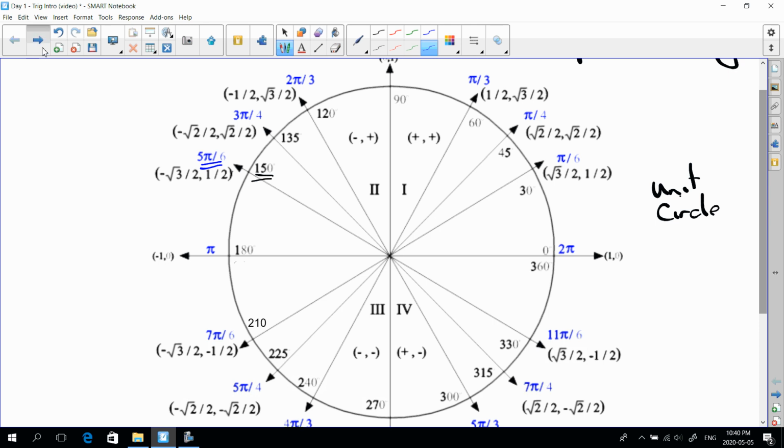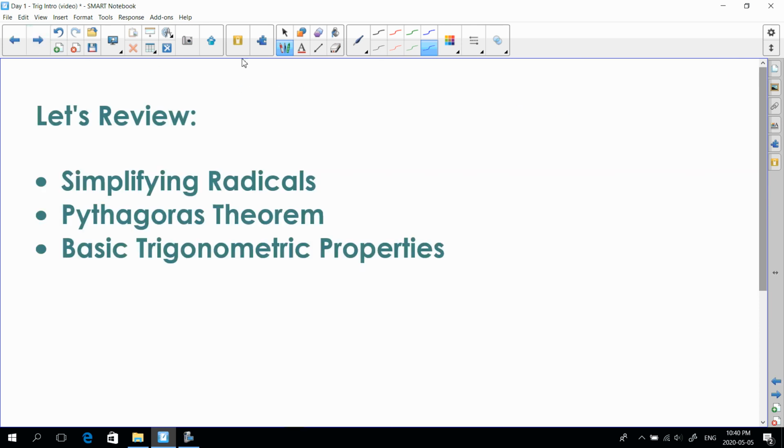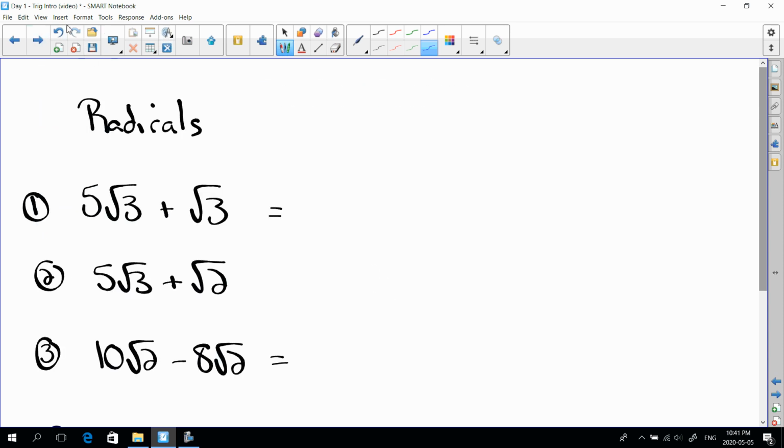For now, we're just going to do a little introductory review and go over some of the things that will be important in order to be successful in this next section. So we're going to look at simplifying radicals, we're going to look at the Pythagorean theorem, and we're going to look at some basic trig properties.